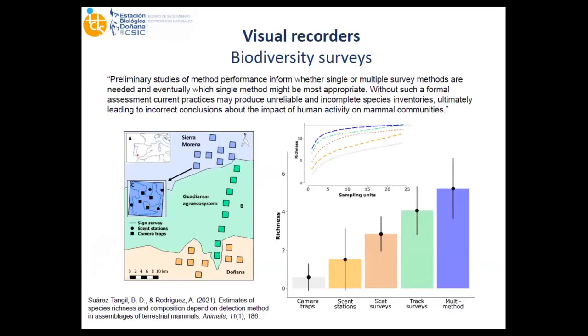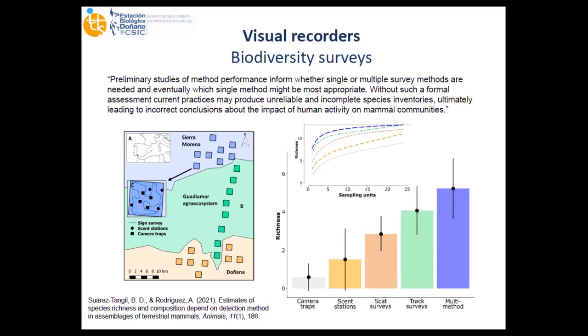So I will just present a couple of examples, first from visual recorders and then from ultrasound recorders. This is a recent work done by people from the biological station, comparing biodiversity surveys with 4 different methods. The main message of this paper is that if you use single methods, you miss species. If you combine methods, you get the best survey results in terms of species detection.